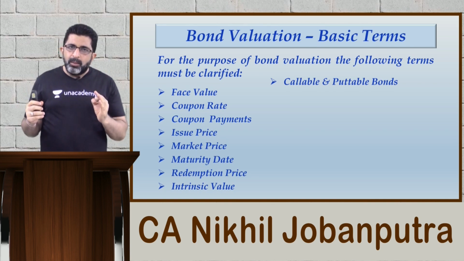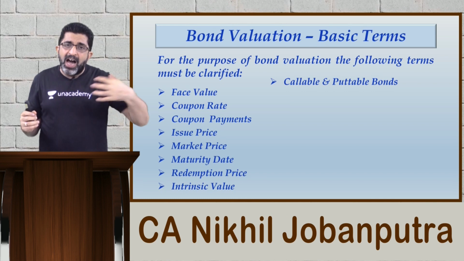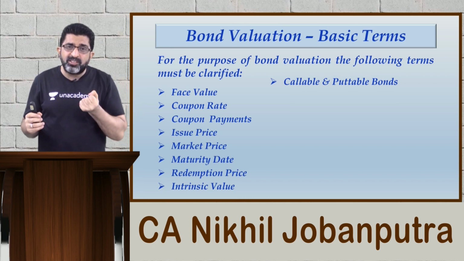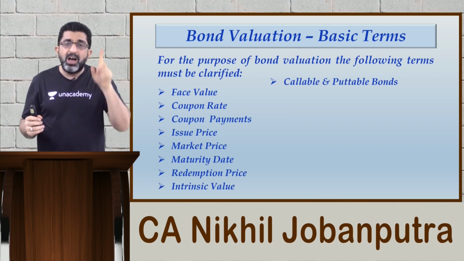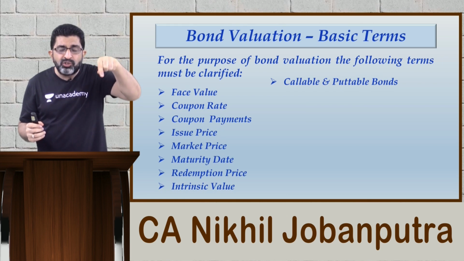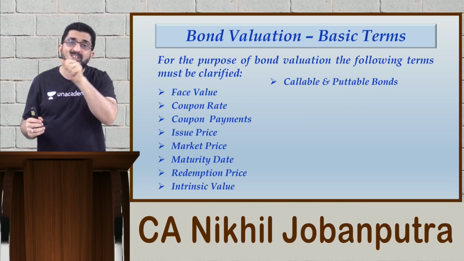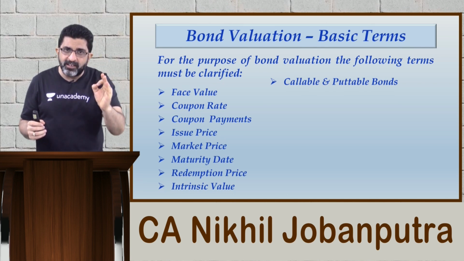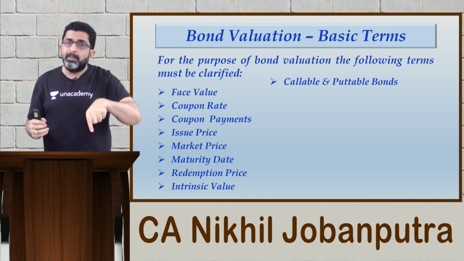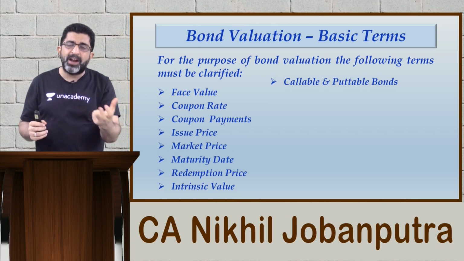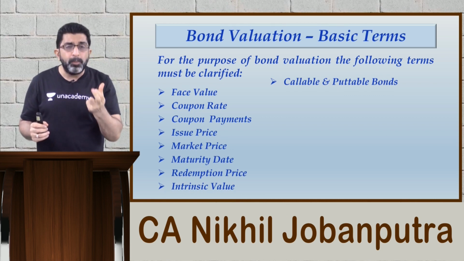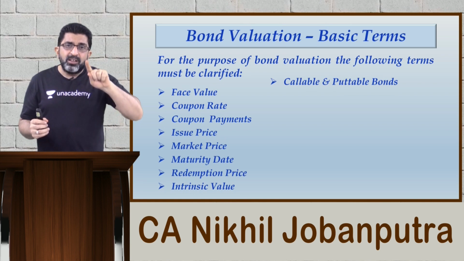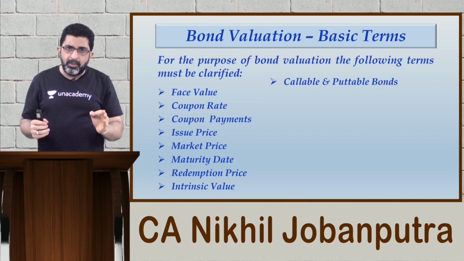So in a callable bond, what will happen? I have issued the bond, and I have the right to repurchase the bond before it matures. However, that date of repurchase I have to specify at the time of issue. That date of repurchase will be called the call date. The price at which the bond will be repurchased also has to be specified. That will be the call price, and that bond will be considered a callable bond.